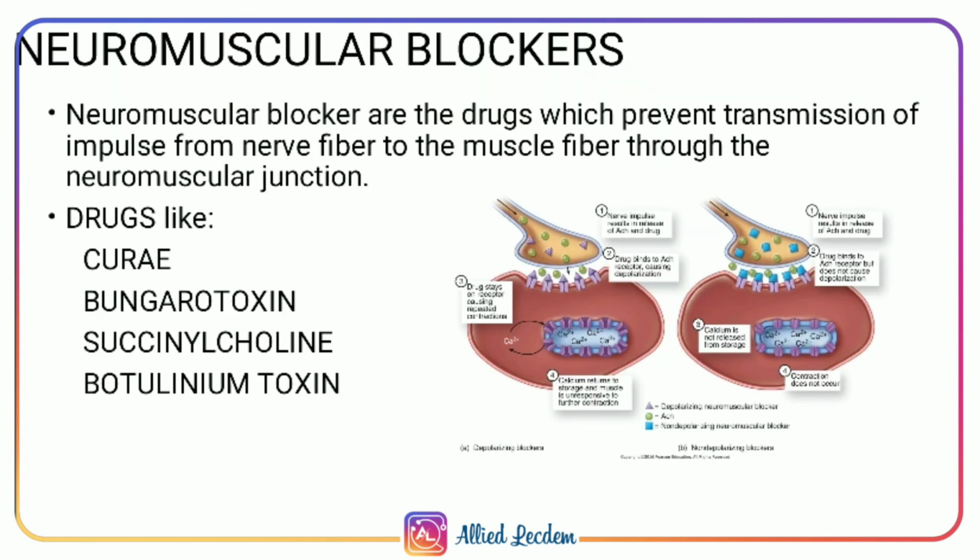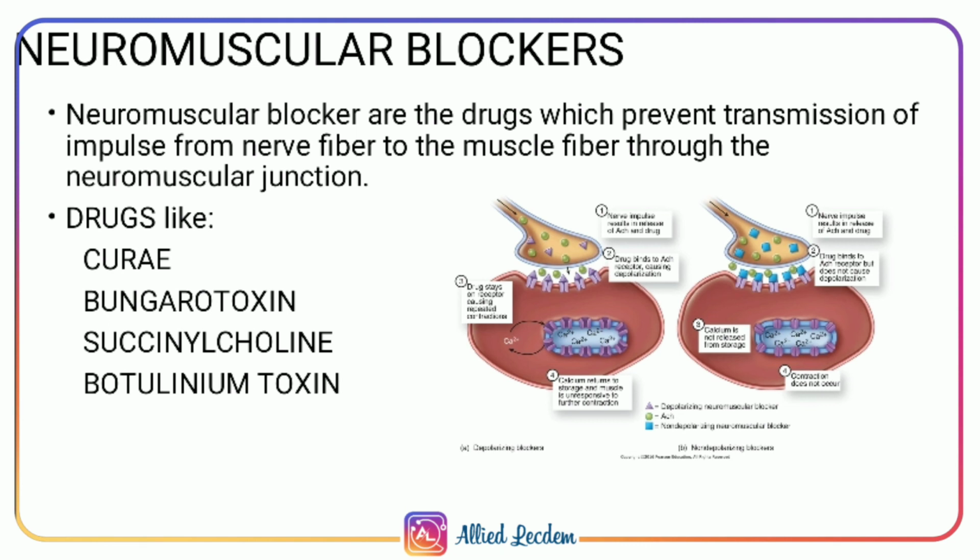What are neuromuscular blockers? Here comes the pharmacological effect which acts on the neuromuscular junction. These are the drugs which prevent the transmission of impulse from nerve fiber to the muscle fiber through the neuromuscular junction. So we'll see some drugs, like curare. Curare prevents the neuromuscular transmission by combining with the acetylcholine receptor. So these blockers are known as receptor blockers. Next is bungarotoxin. It is also a neuromuscular transmission blocker, by blocking the acetylcholine receptor.